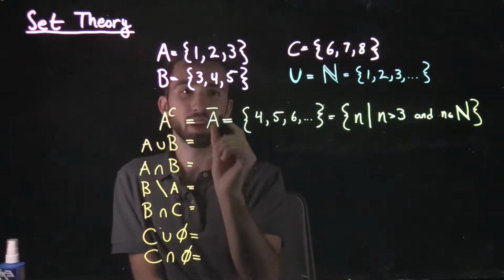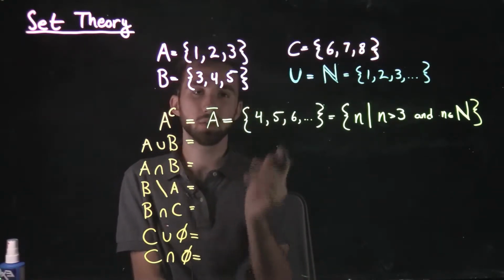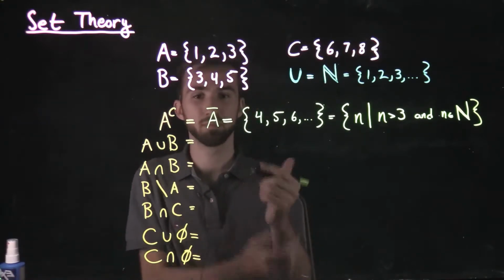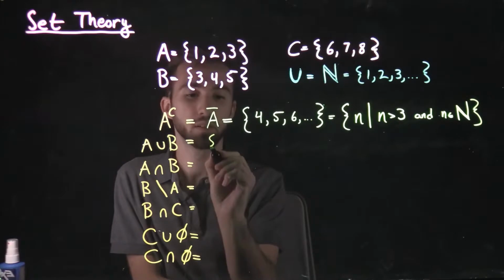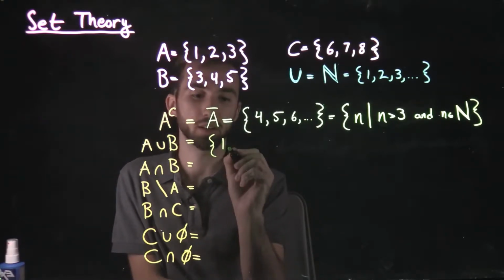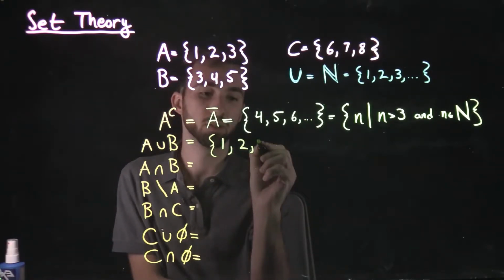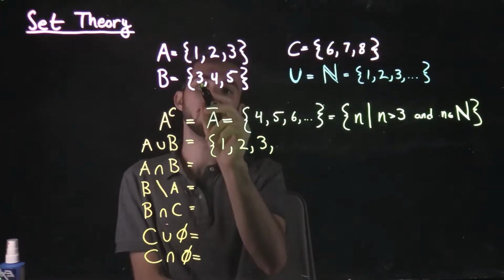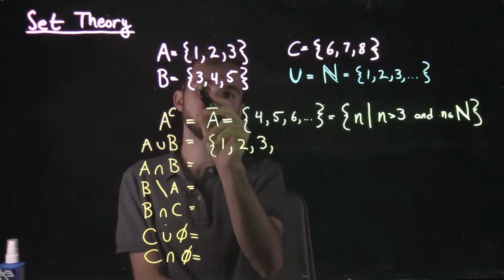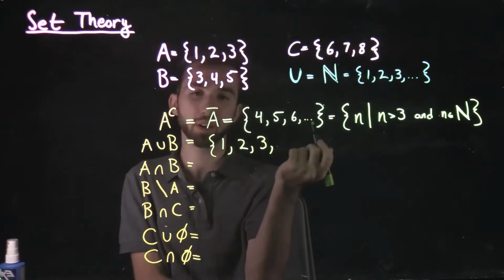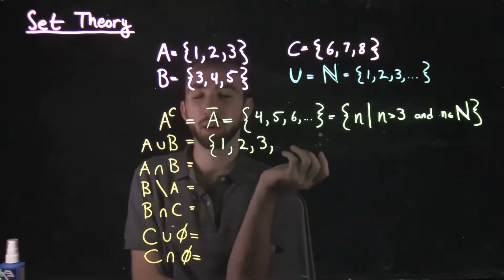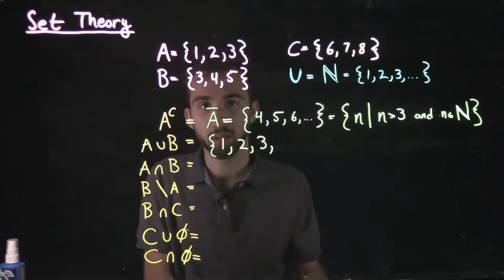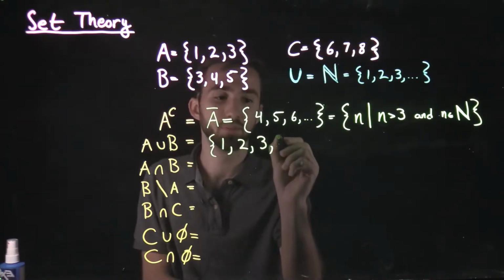Now what's the union of A and B? Remember, the union is you just take everything inside of A and everything inside of B and you just combine them into one set. Well, if we do that, that's 1, that's 2, that's 3, that's everything inside of A. And now let's look at B. Well, B has 3 in it, but we already have 3, so we could write the second 3, we could duplicate it, but for sets, duplication doesn't matter. So we're just going to not write it in.